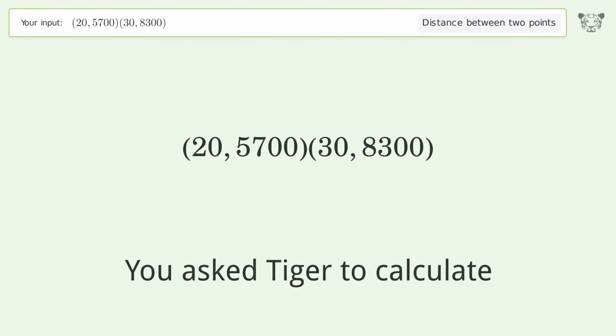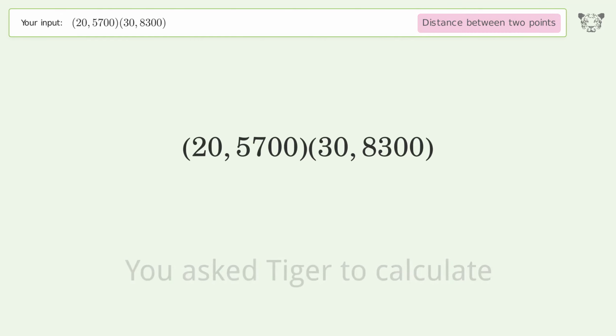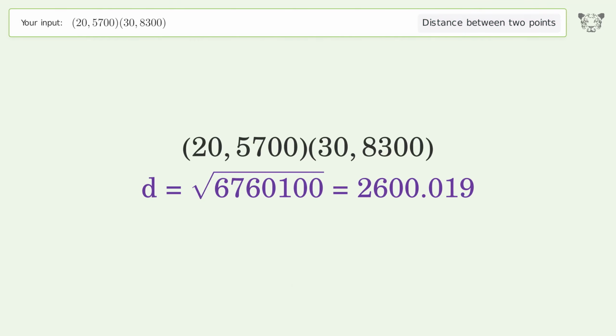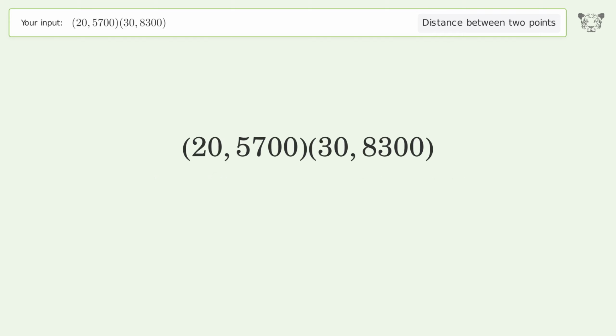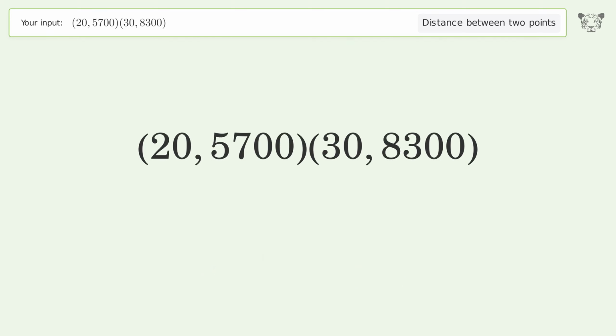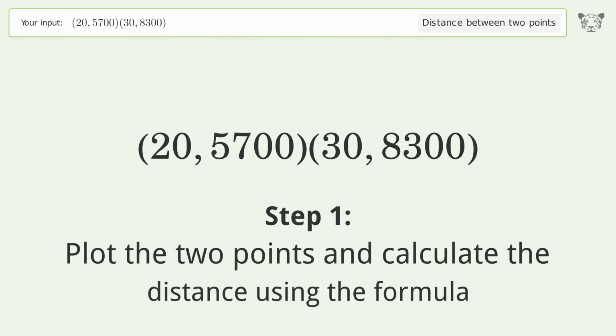You ask Tiger to calculate. This deals with the distance between 2 points. The distance between the 2 points is the square root of 6,760,100, or 2,600.019. Let's solve it step by step.